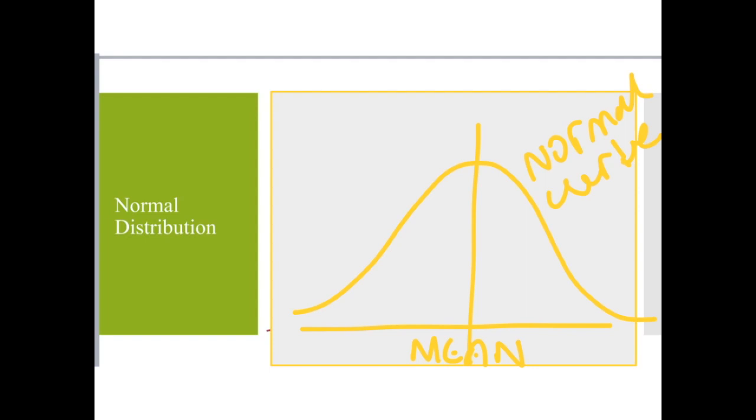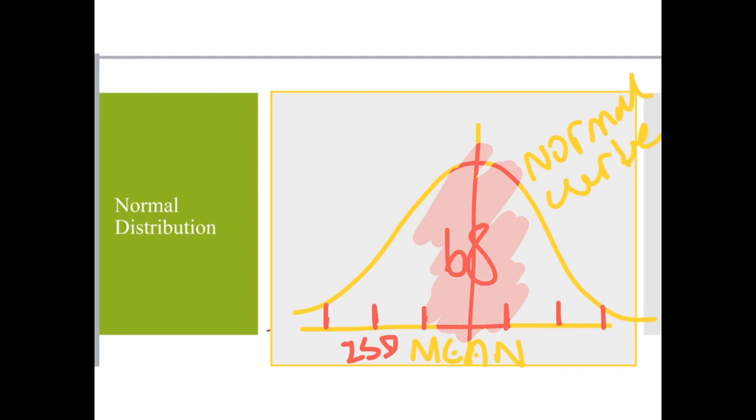In a normal distribution, this is going to be one standard deviation. Here you have two standard deviations, 2 SD, and here you have 3 standard deviations. With that said, looking at this portion here, 68% of people in a normal curve are going to fall between one standard deviation away from the mean.